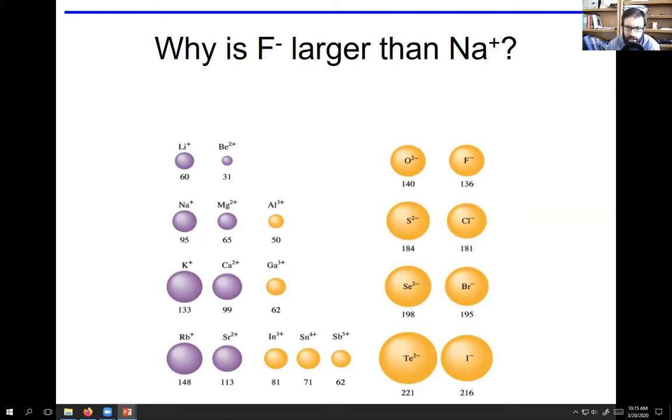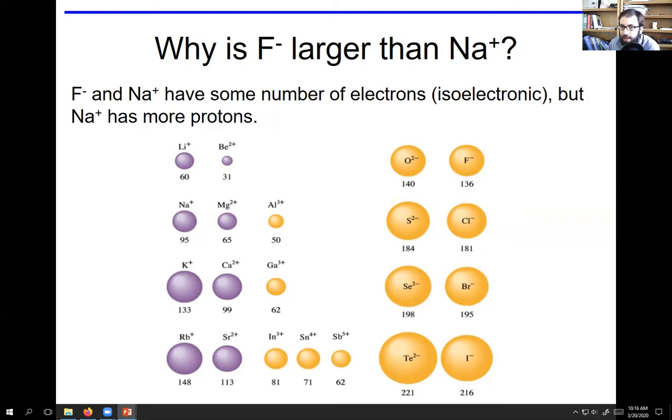When you have isoelectronic ions, the ones with the greater amount of protons are going to be much smaller. And that's consistent. I don't think there are any known exceptions to that for isoelectronic ions, under the same circumstances and measured in the same way. So that's what this says here. Fluoride and sodium ions have the same number of electrons. They're isoelectronic, but sodium has more protons, hence it's smaller.